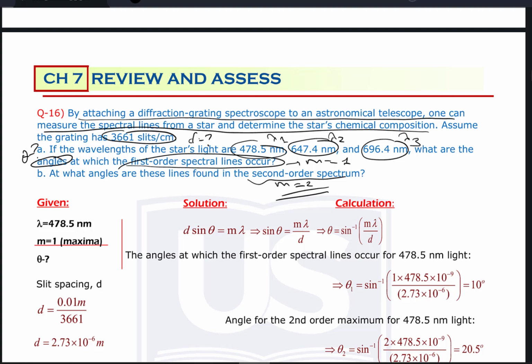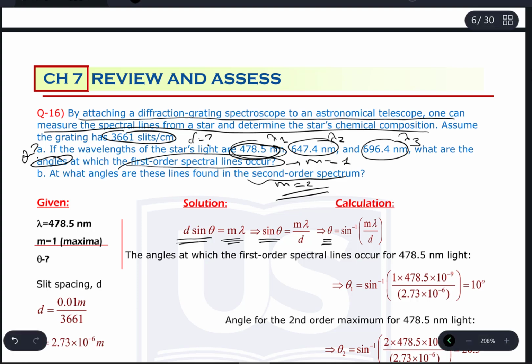I will now use the equation for the diffraction grating, because in a diffraction grating only constructive interference is observed, and then we determine the position of the bright fringes or maxima. d sine theta is equal to m times lambda. Because I will calculate theta, sine theta is going to be m lambda divided by d. Then I will invert the equation. Theta is going to be sine inverse of m lambda over d. Now I will calculate theta 1 for lambda 1, theta 2 for lambda 2, theta 3 for lambda 3, one by one.